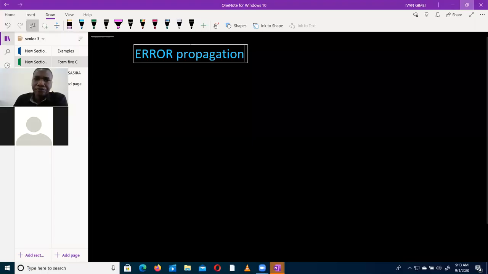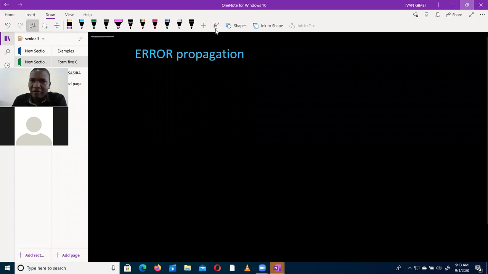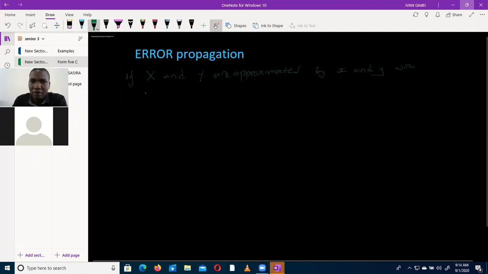Okay, now let's have this introductory statement. If capital X and Y are approximated by small x and small y with corresponding errors, dx and dy, of the x and the y.